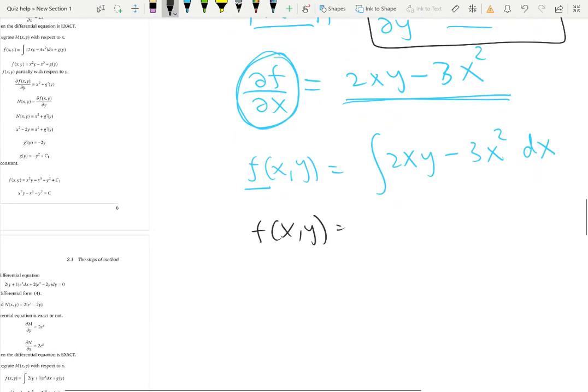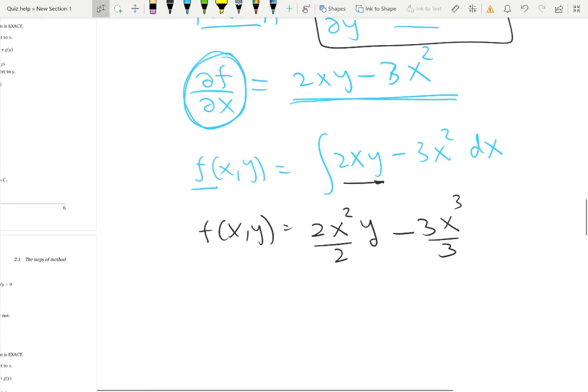So f is going to be, if you integrate 2xy, what do you get? 2x square over 2 times y, right? Don't get bothered about y. Treat y as a constant. Minus, if you integrate 3x square, you get 3x cubed over 3. Now you get an arbitrary constant c.